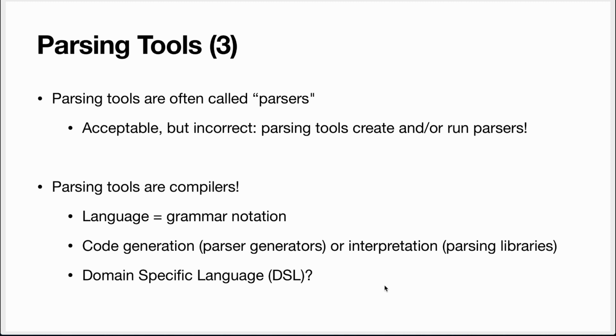So in that sense, parsing tools are compilers, and they are compilers for domain-specific languages. Which shows that it's not just about general-purpose languages, it's also about these small languages that can be incredibly useful in their context.